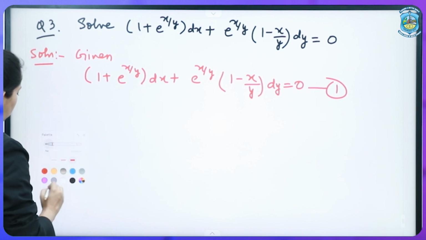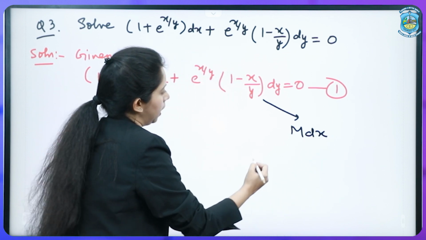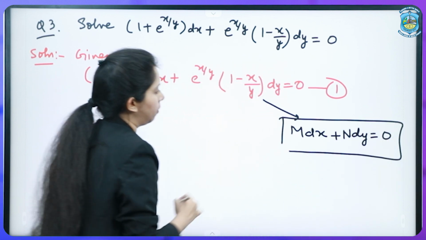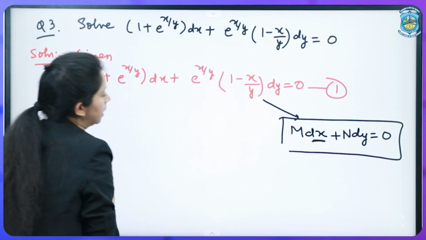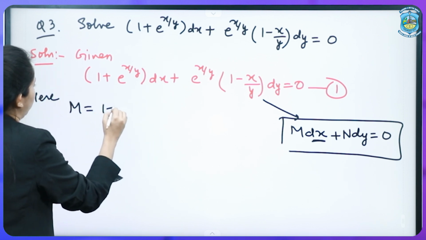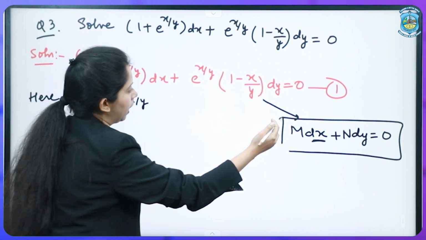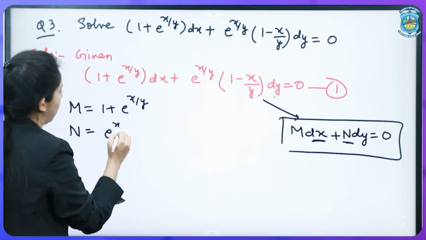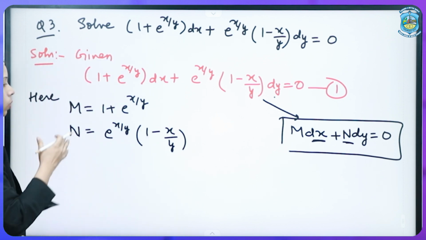So, the first step is to compare it with the standard exact differential equation, that is M dx + N dy = 0. The coefficient of dx is M and the coefficient of dy is N. So, here the coefficient of dx is M, that is 1 + e^(x/y), and the coefficient of dy is N, that is e^(x/y) multiplied by (1 - x/y). So, this was the first step.